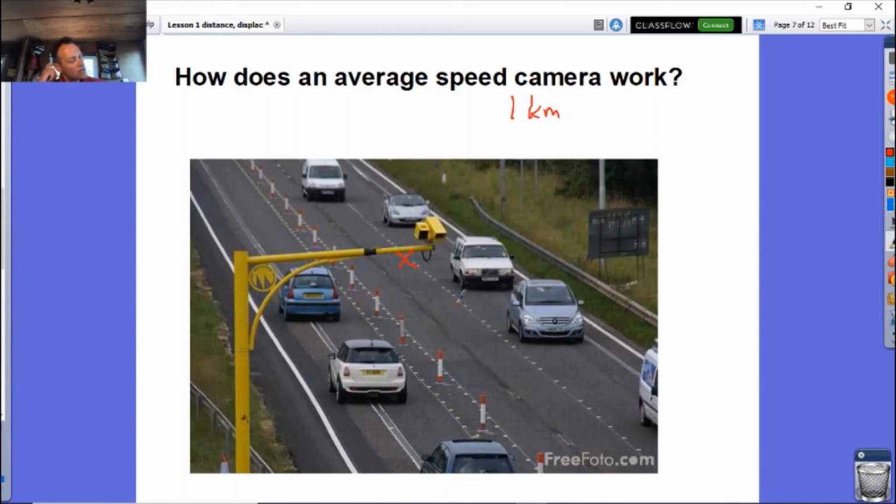Then it works out your average speed, using the equation where your total distance, which could be a kilometre, is divided by your total time. This gives you something called an average speed. It still has units of metres per second or kilometres per hour, but it uses a much larger distance over a total time. They argue these are better because they keep you slower for a longer period of time, and you find these commonly now on the motorway.